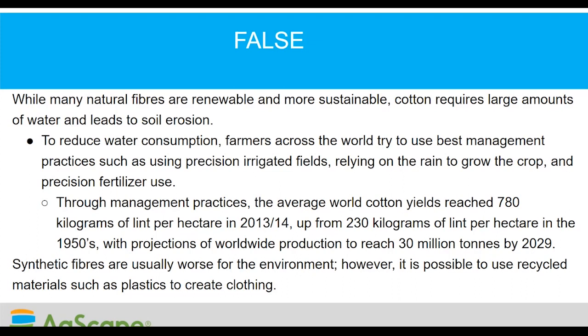That way it prevents runoff from happening, especially since cotton requires so much water. We don't want fertilizer or pesticides running off into the water. Through management practices, the average world cotton yield reached 780 kilograms of lint per hectare in 2013/14. A hectare is about 2.5 acres, if that helps you. That is up from 230 kilograms of lint per hectare in the 1950s, with projections of worldwide production to reach 30 million tons by 2029.